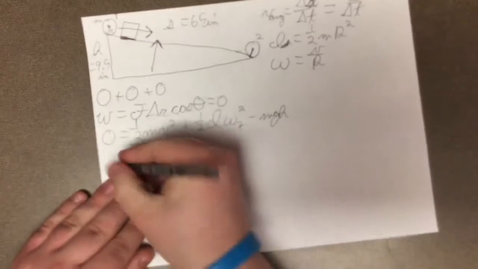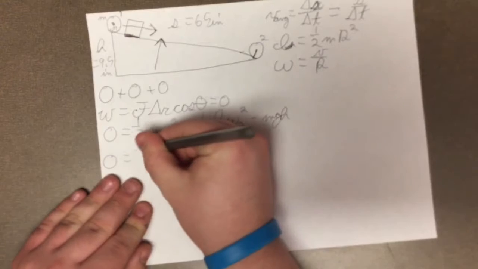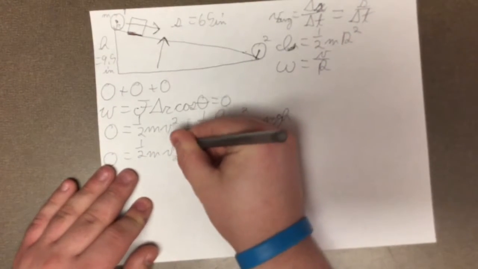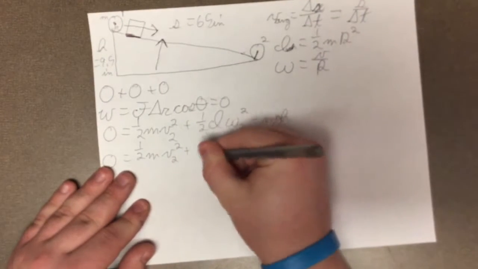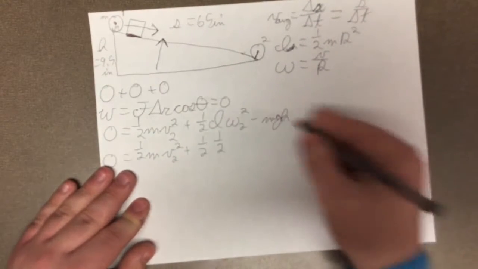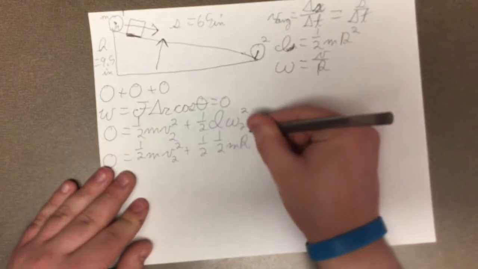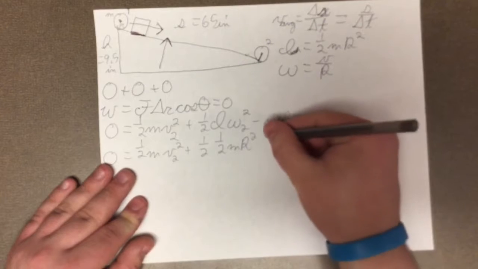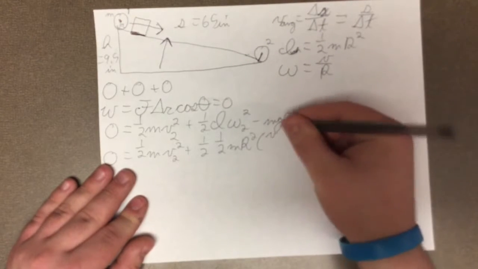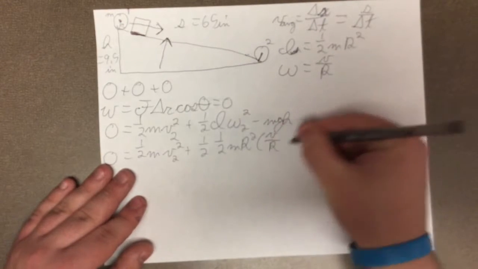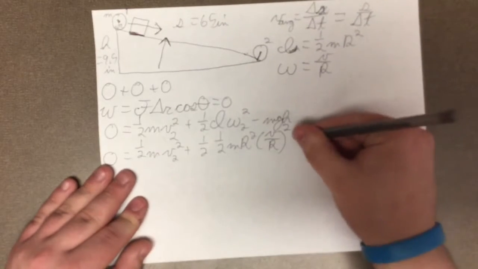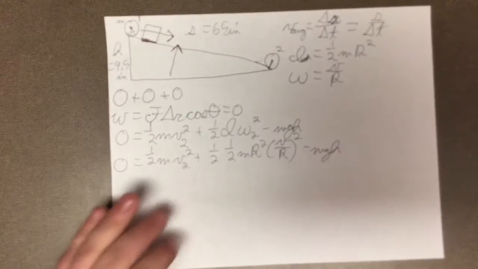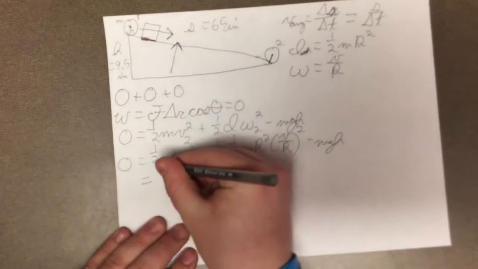Okay, now that we have this, we can start inputting things into this equation and start solving it. So, 0 equals 1/2 the mass times velocity 2 squared, plus 1/2 times 1/2 mass radius squared, since we're inputting this for I, times the angular speed, which is v over r squared, minus mgh.